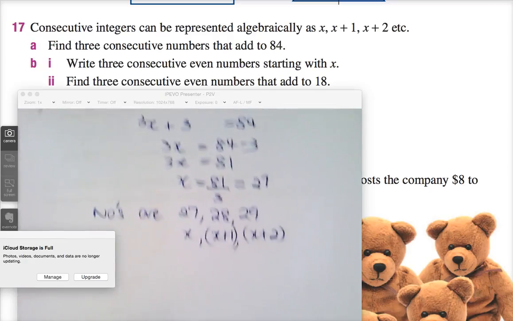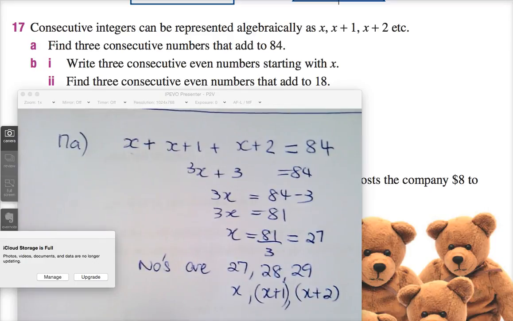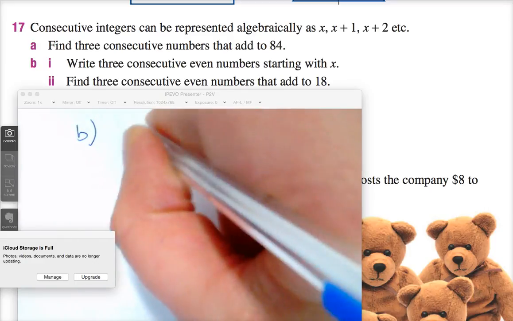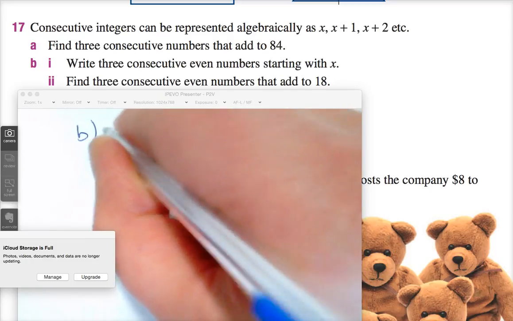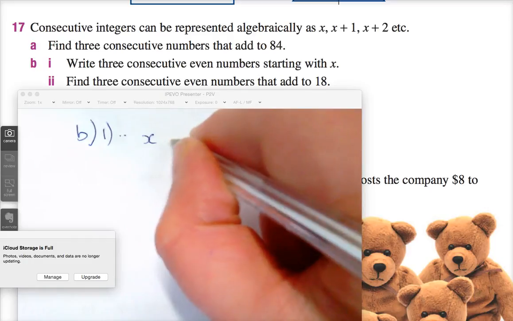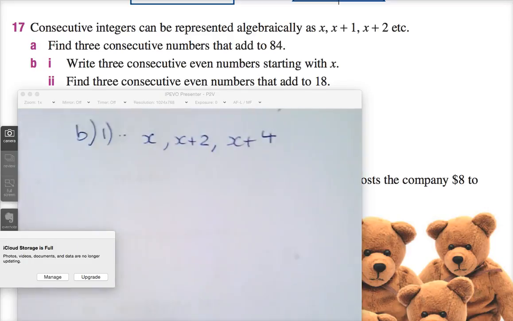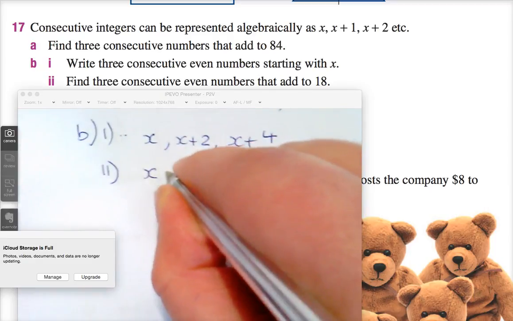That's A that I've just done. I've just done A, 3 consecutive numbers. B, we've just discussed this. If you let 3 consecutive even numbers starting with x, they are x, x plus 2 and x plus 4. So if you want 3 consecutive even numbers that add up to 18, we set up our equation. What do we do? X plus.